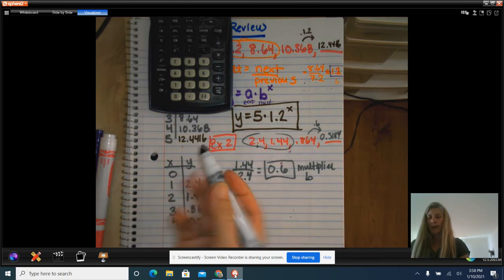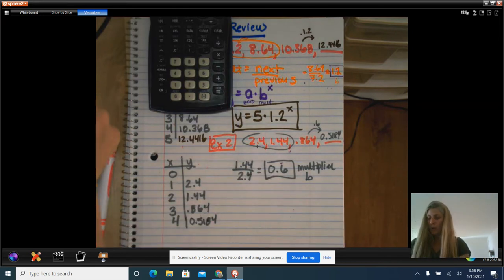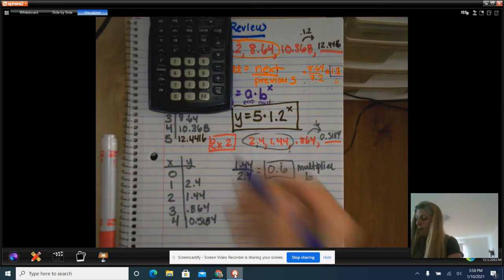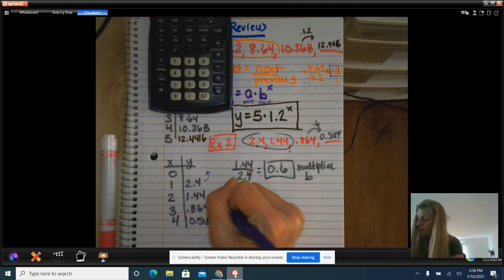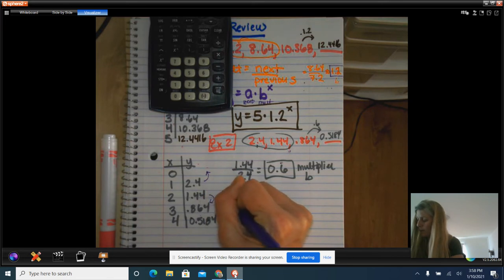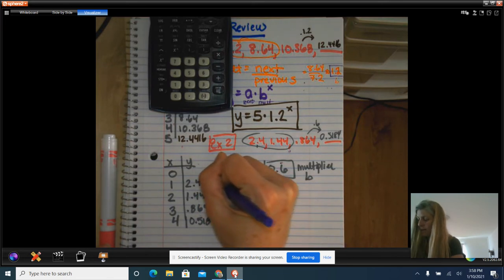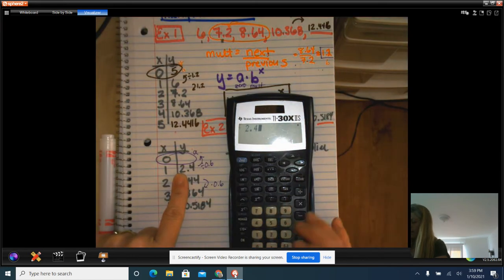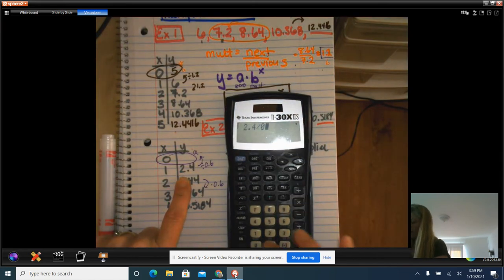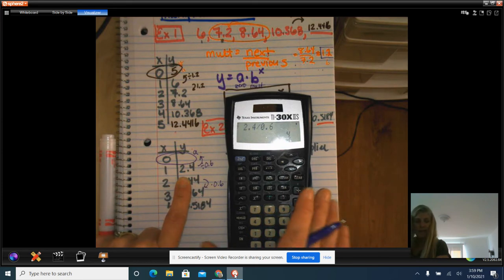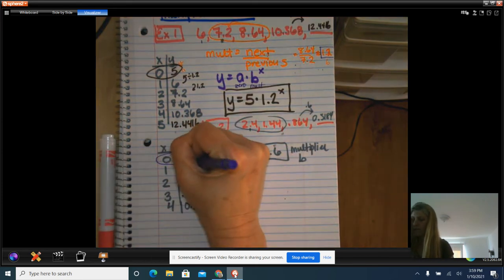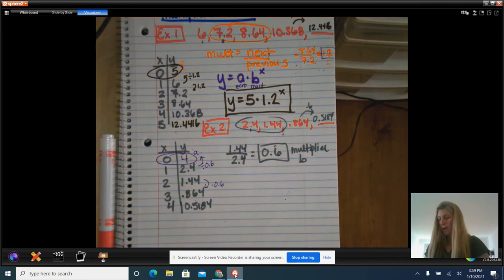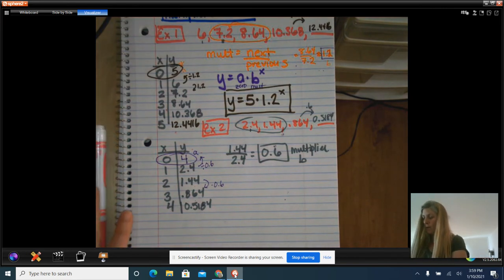Now, we have our multiplier. However, we still need to know what exactly is our 0. So we're going to do the opposite of multiplying by 0.6, and we're going to divide by 0.6. And that's going to give us our 0, which is our A. So once again, we take our calculator, 2.4, we're going to divide it by 0.6, and we get an answer of 4.